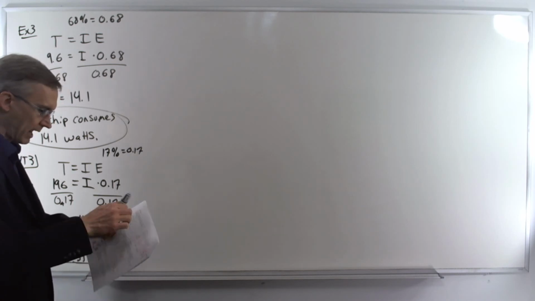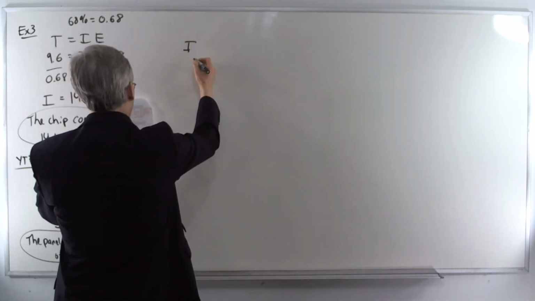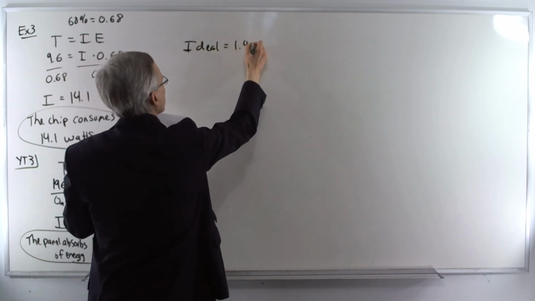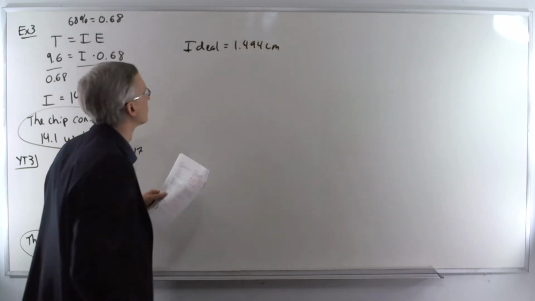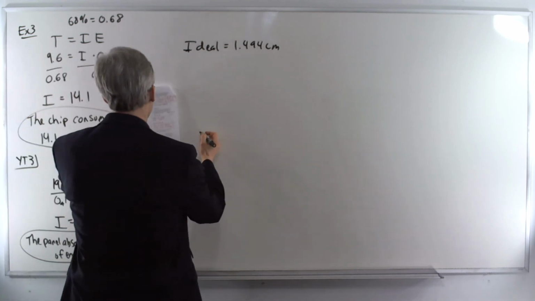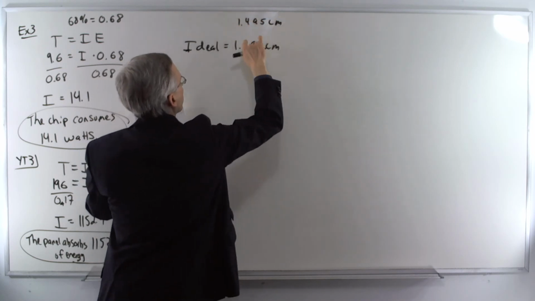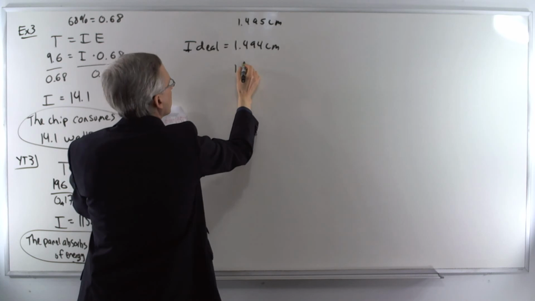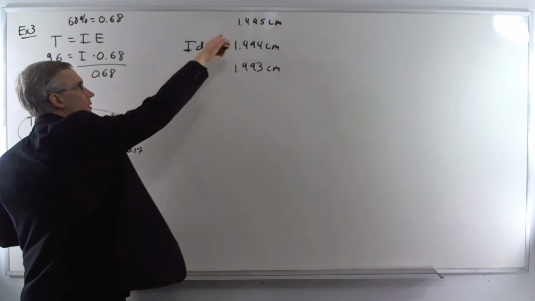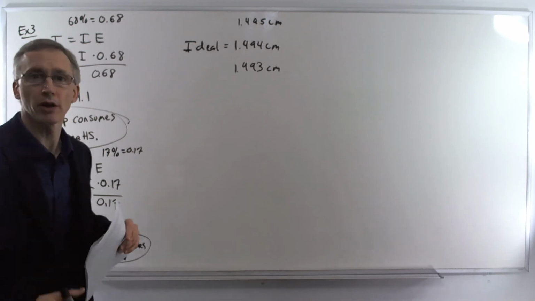So in the piston example, the ideal size is 1.494 centimeters. But this piston will work even if it's as big as 1.495 centimeters or 1.493 centimeters. So we have a little bit of leeway there of 0.001 centimeters. So how do we find that leeway, what we call the tolerance?